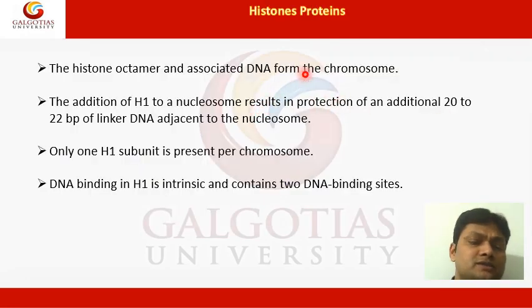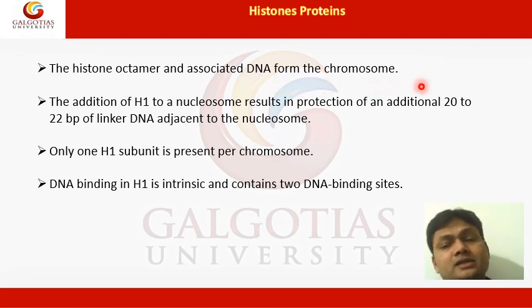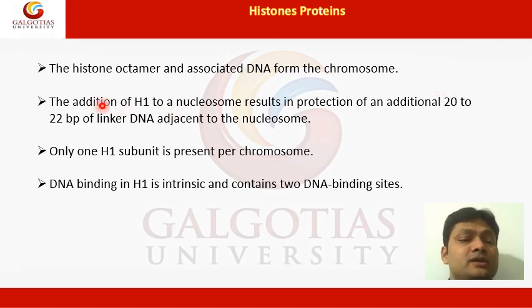Now the histone proteins. Histones are generally present in octamer form and associate with the DNA and form the nucleosome structure, and the nucleosome remains combined with the H1 protein and forms the structure which is known as the chromatosome. The addition of H1 to a nucleosome results in the protection of an additional 20-22 base pairs of the linker DNA which is adjacent to the nucleosome, and thus H1 is often referred to as the linker histone.